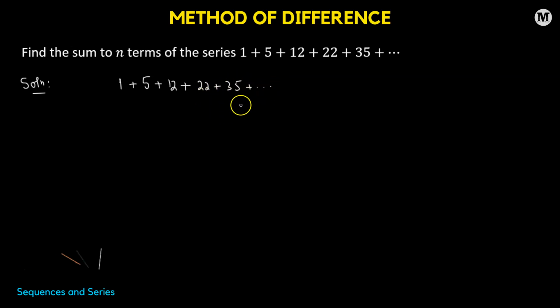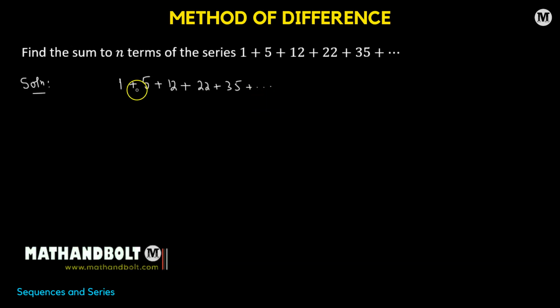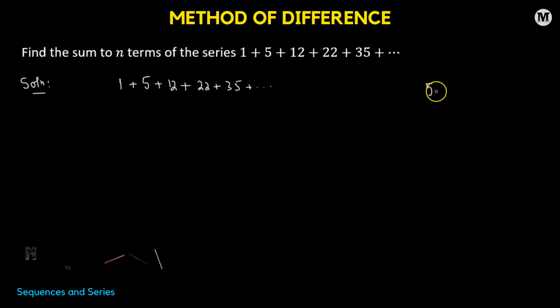Now, this is not an arithmetic series because there is no common difference. However, if we take the second term, which is 5, and subtract the first term from it, that's going to give us 4. Let's take the third term, which is 12, and subtract the second term from it. That's going to give us 7. Next, we have 22 minus 12. That's going to give us 10. And then we have 35 minus 22. So that's going to give us 13.